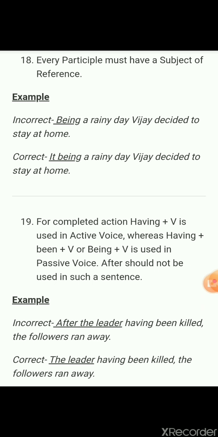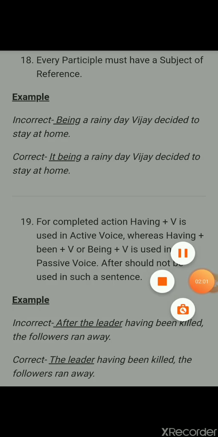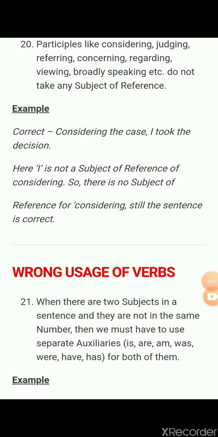Incorrect sentence: after the leader having been killed. When been is added, that means it is a passive voice. If you can't change it, then there is an error. After the leader having been killed, the followers ran away. Simple, you need to remove the after. After is not suitable here. Remove it: the leader having been killed, the followers ran away. Complete and correct sentence.